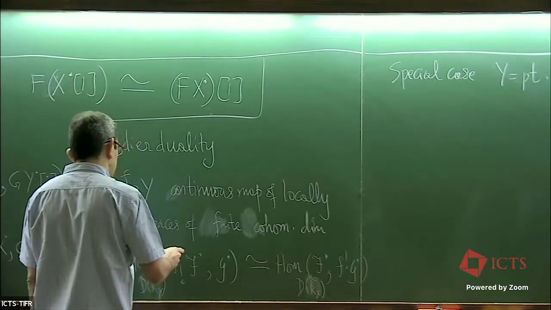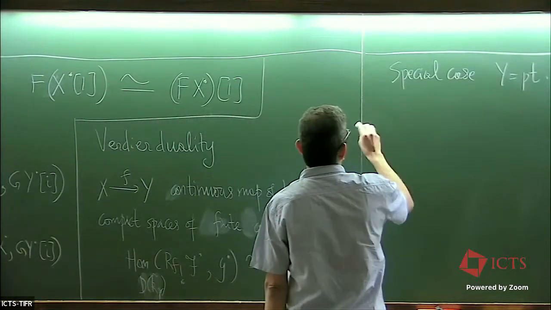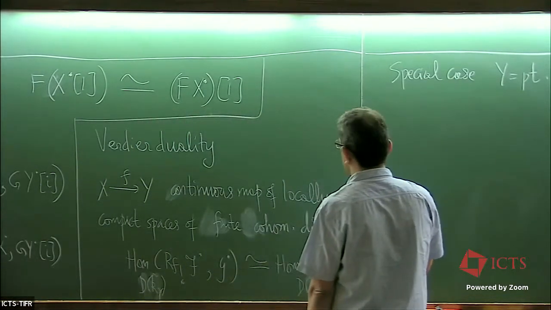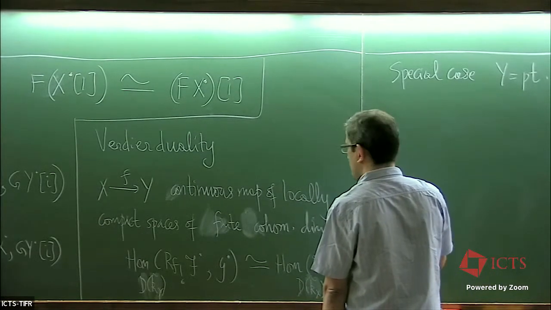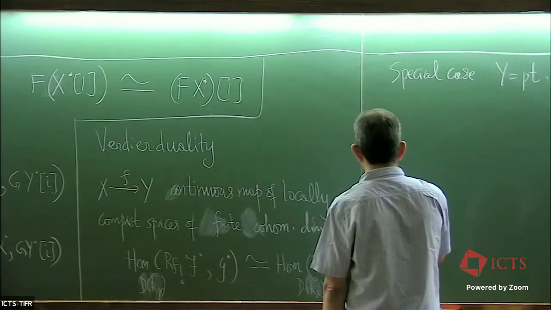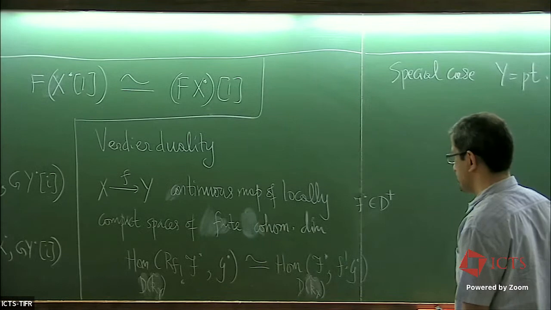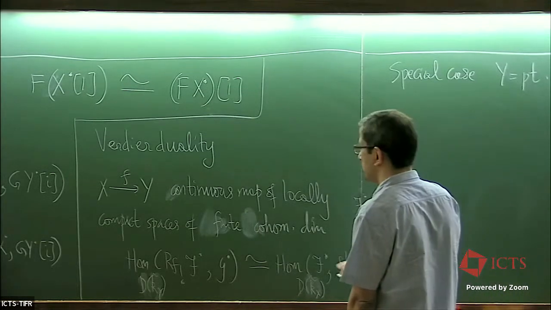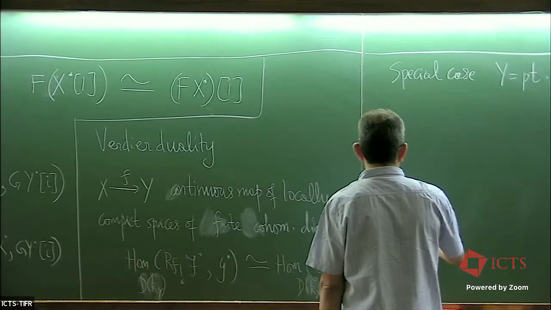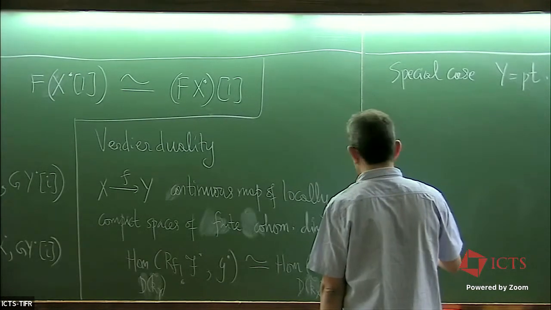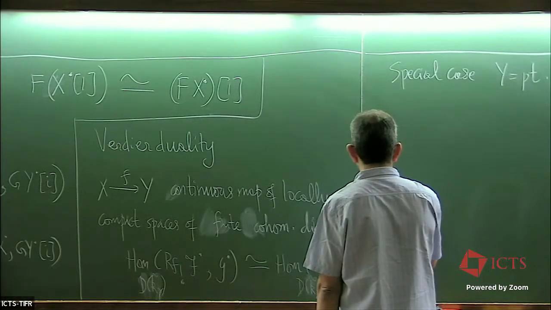In fact, the duality is actually only for F dot. So maybe I should say somewhere here, what we have is F dot and G dot are in D plus. So F dot is in D plus of X modules, and G dot is in D plus of.